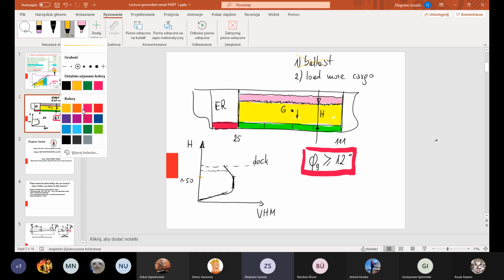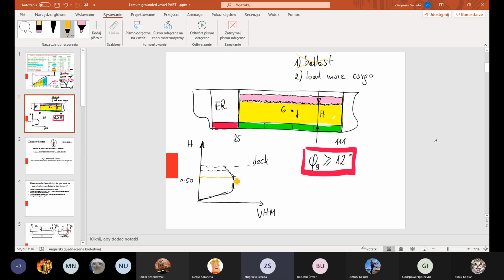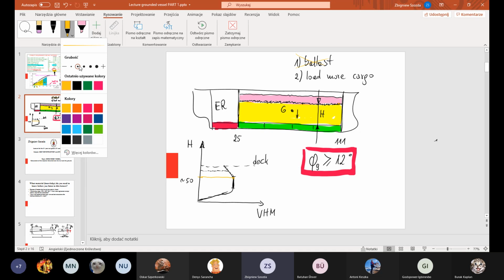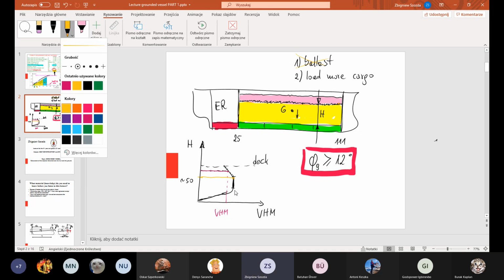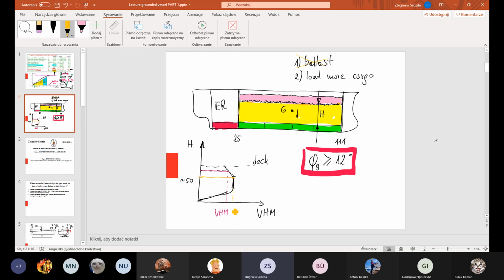yeah, here we have the yellow height, and now I will change color to which one? Maybe this one. Now the height of the cargo is bigger, is new. So the volumetric healing moment, this one, is smaller than the volumetric healing moment for the previous position of the surface of the cargo. VHM, which is pink, is smaller than VHM, which is yellow.